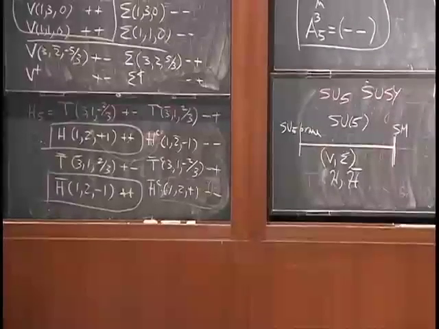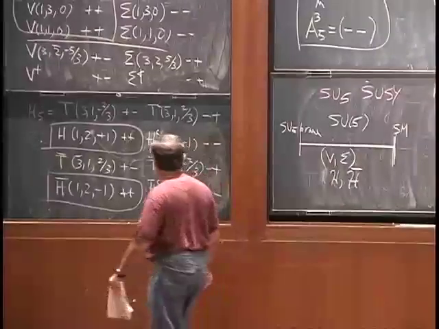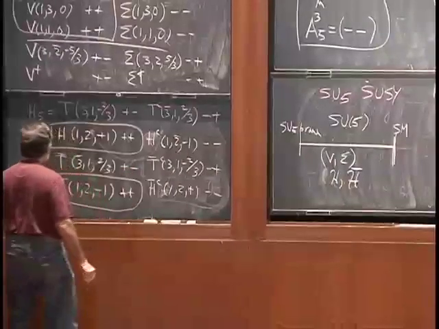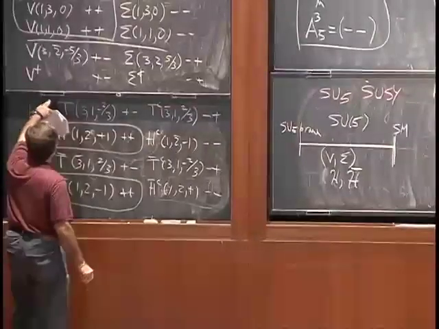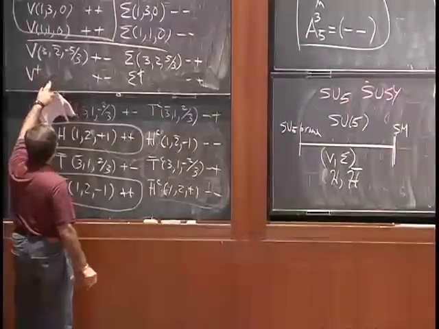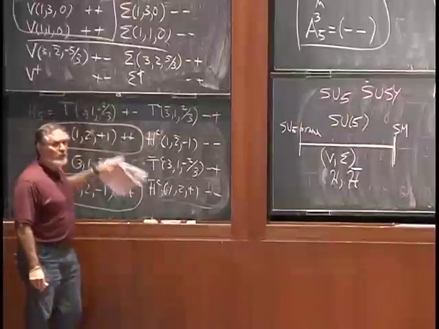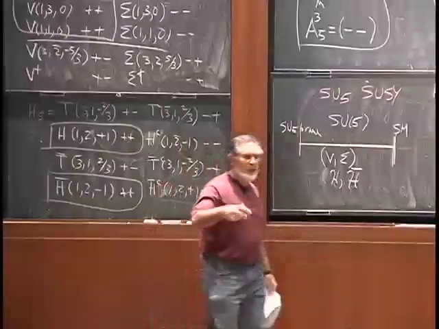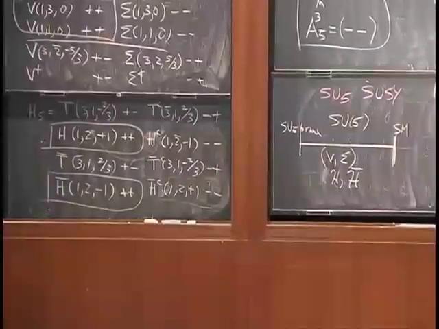Question? Up there? Second line? 130? Is that what you're talking about? No, it's a triplet under SU2. These are the gauge bosons, which are the SU2 gauge bosons, which are triplets. There are 3 of them.